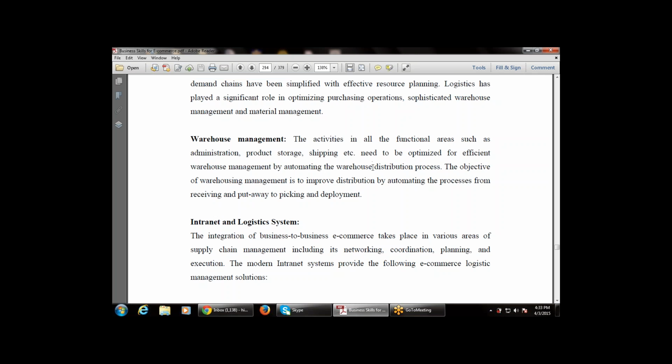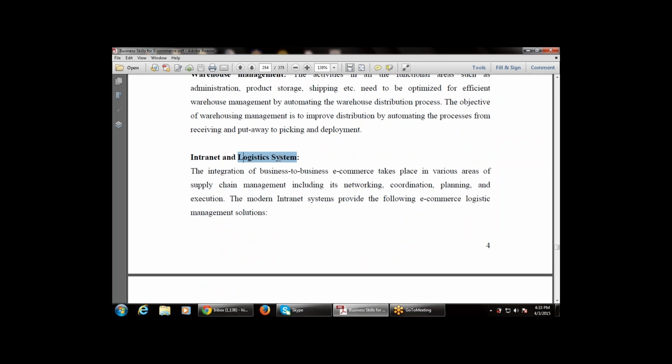Now, the next topic is intranet and logistic systems. That is, how the intranet is used with the logistic system, or how logistic systems are used in a local network, with the usage of the intranet.